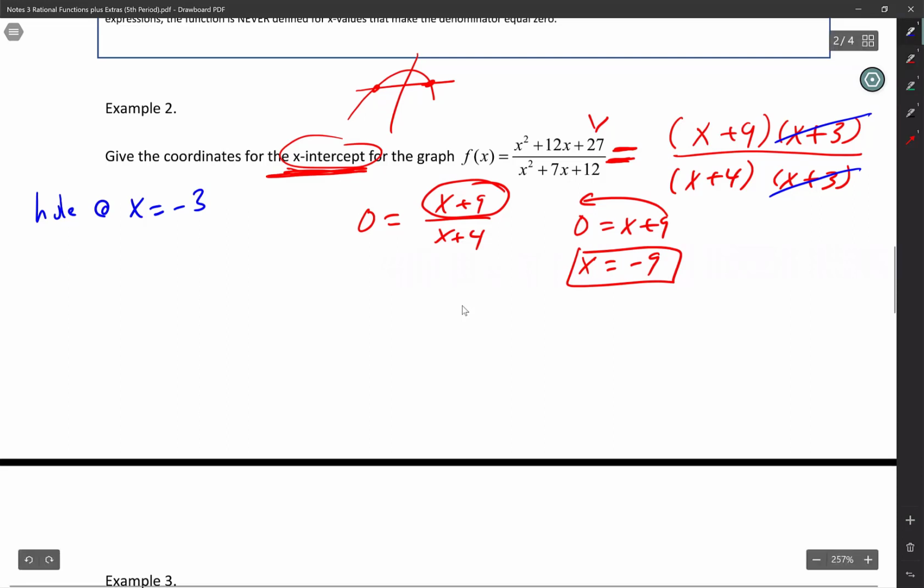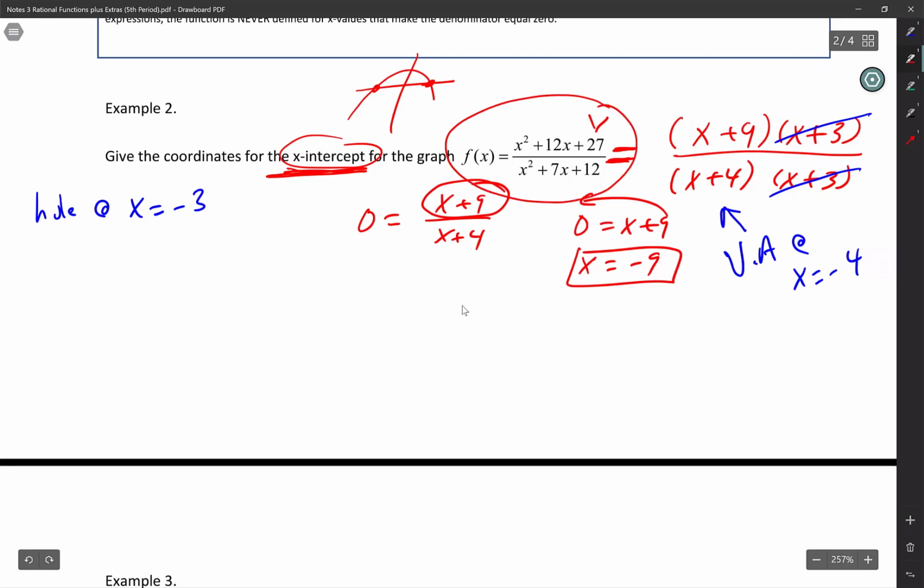By the way, guys, this one has a vertical asymptote at x equals negative 4. And this is the type of rational function that Delta Math will have. Delta Math will have rational functions that are easy, and then the UH quiz will have rational functions that are hard. That's because the UH is tailored for university students, and Delta Math is tailored for high school students.